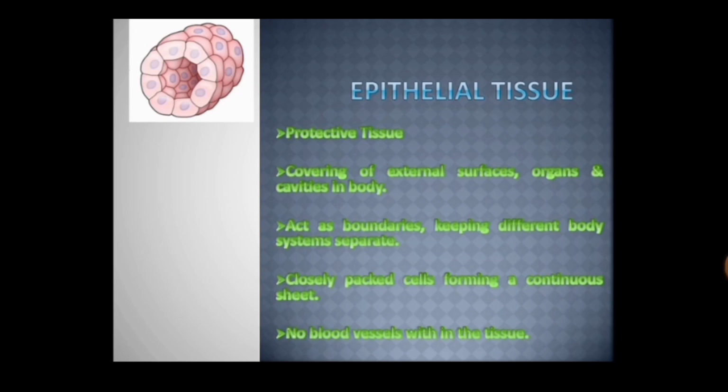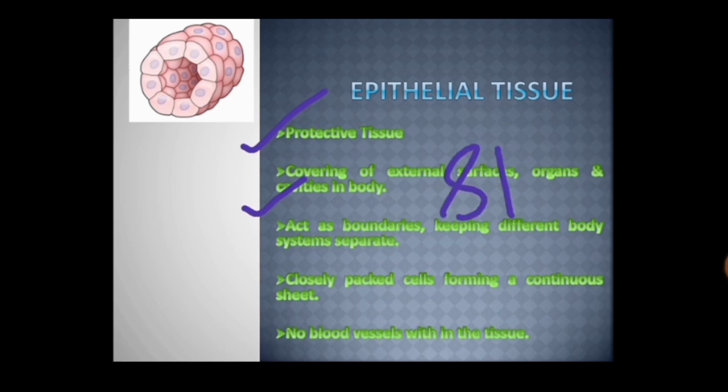So what are epithelial tissue? So children, when we talk about the epithelial tissue, these are the protective tissue. That means they actually protect all other things. They are like an outer covering. They are like a protective covering. Now children, they are the covering of external surface, organs and cavities in a body. Can you think of the most important covering of our body, which protects everything which is present inside our body? Yes, that protective covering is what?